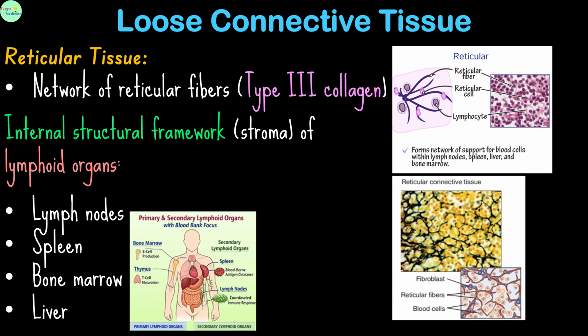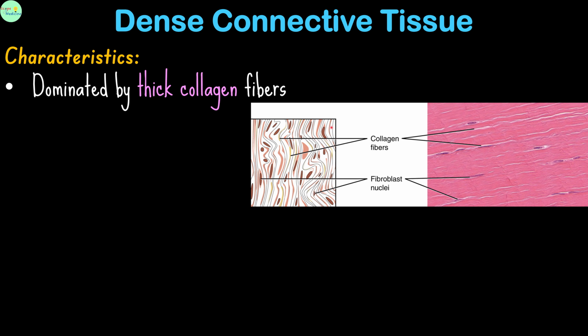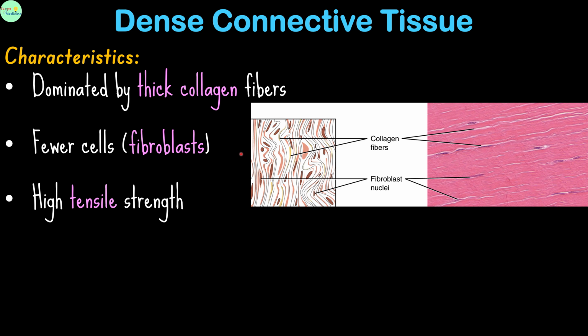Dense connective tissue is also part of connective tissue proper, but differs significantly from loose connective tissue in its organization and mechanical properties. Dense connective tissue is characterized by being dominated by thick, densely packed collagen fibers, with fewer cells present compared to loose connective tissue. And the predominant cell type is the fibroblast, which is responsible for producing and maintaining the extensive extracellular matrix. This tissue provides high tensile strength and significant resistance to stretching and tearing forces.